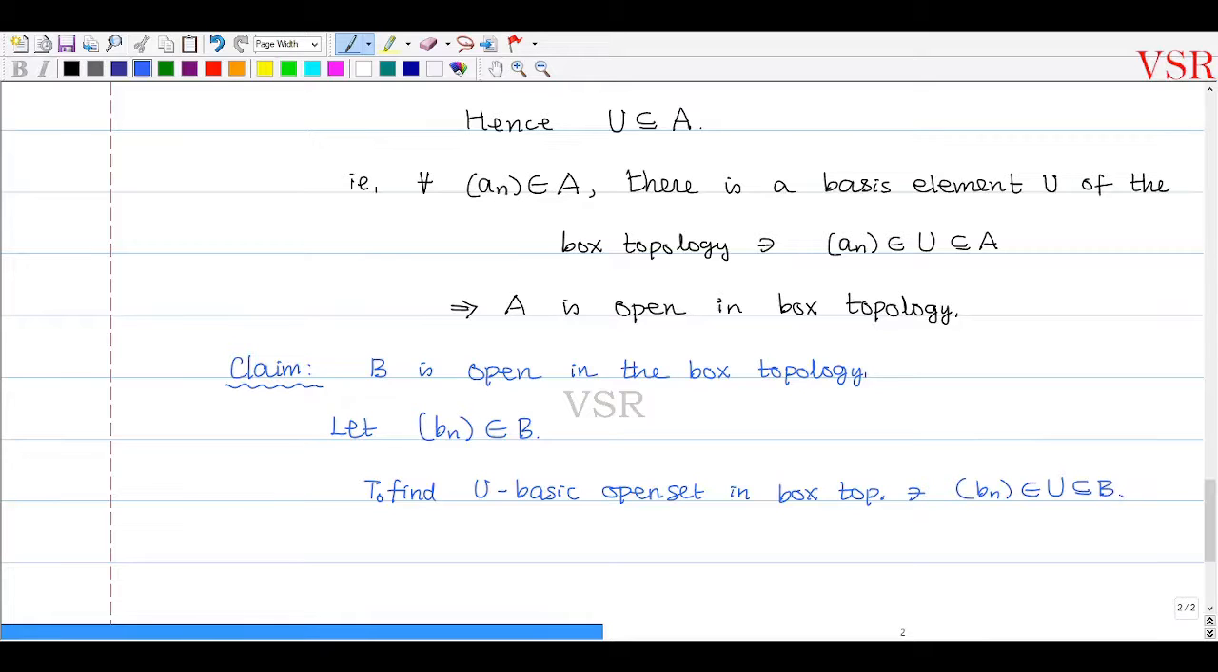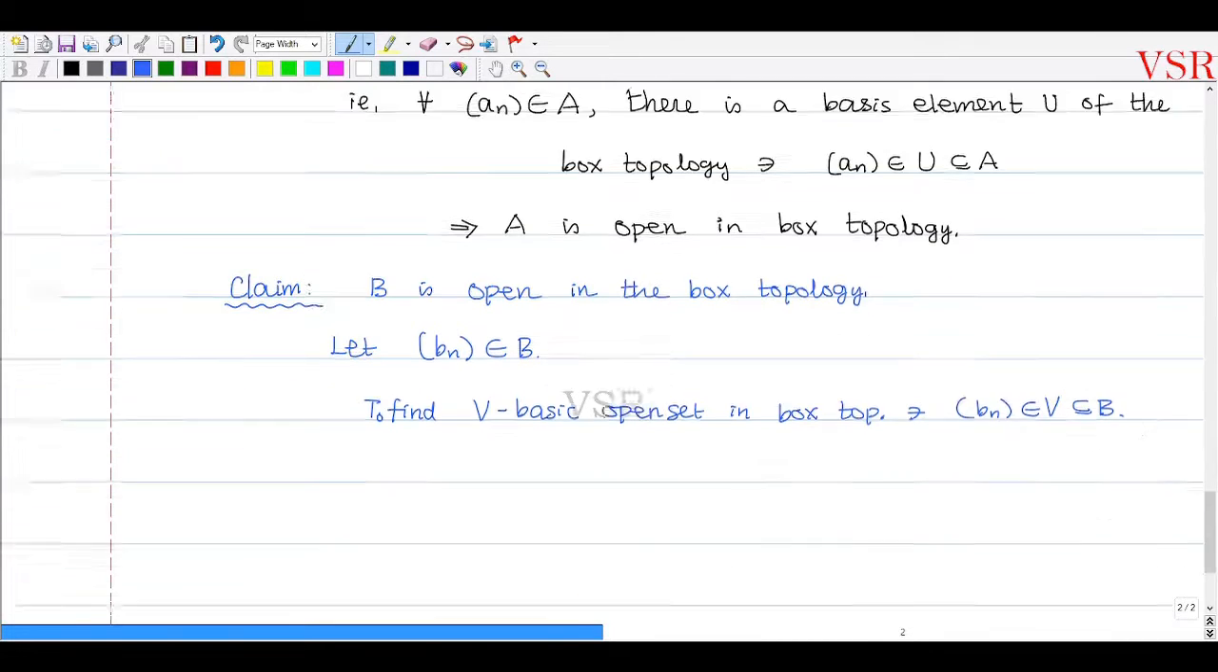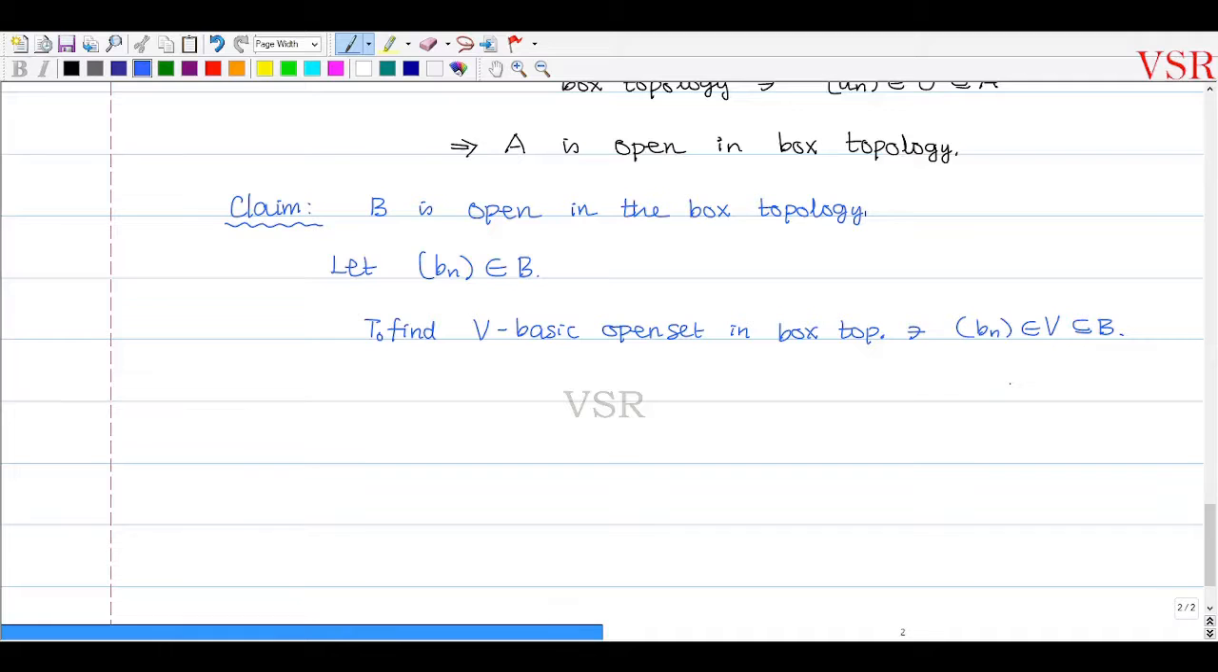அவ்வளவுதான், ரொம்ப சிம்பிள். So to find u basic, அங்க u கொடுத்ததுனால வேணா b ன்னு வச்சுக்கோமா. So we call this to be b. Find a basic open set v containing this bn and which is contained in capital B. இப்படி இருந்ததுனா then we can say that b will become an open set. இதுதான் நான் கண்டுபிடிக்கணும். Find open set. அவ்வளவுதான். ஓகே.